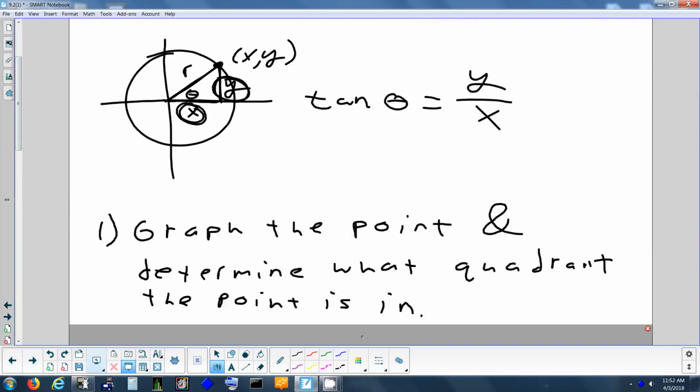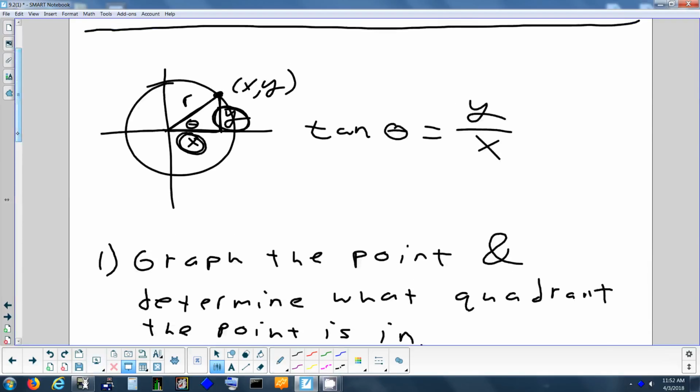Okay, so to convert, first thing we'll do is graph it and figure out what quadrant our point is in. The example I gave you was quadrant 1.